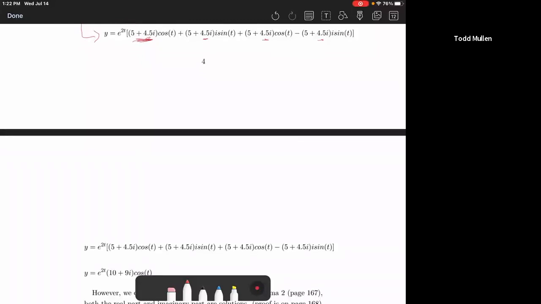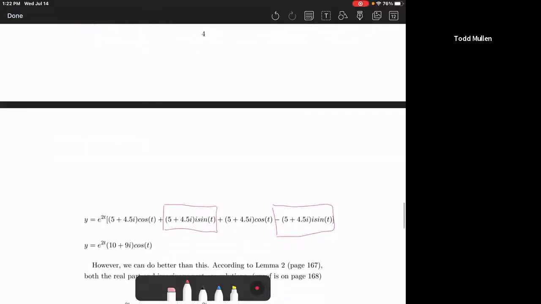Now, again, we're trying to simplify anything we possibly can here. And we do actually find a couple things that are going to cancel out for us. This plus (5 plus 4.5i) times i sine t is going to cancel out with this negative (5 plus 4.5i) i sine t. So we've greatly reduced the number of i's we're dealing with, but there's still one in there we just weren't able to get rid of.